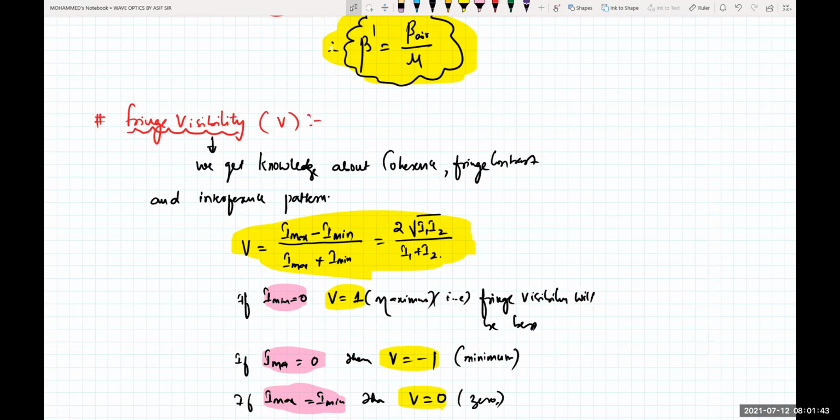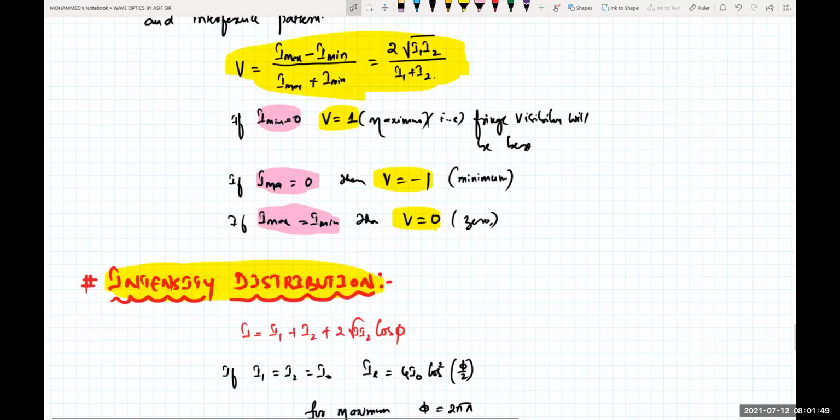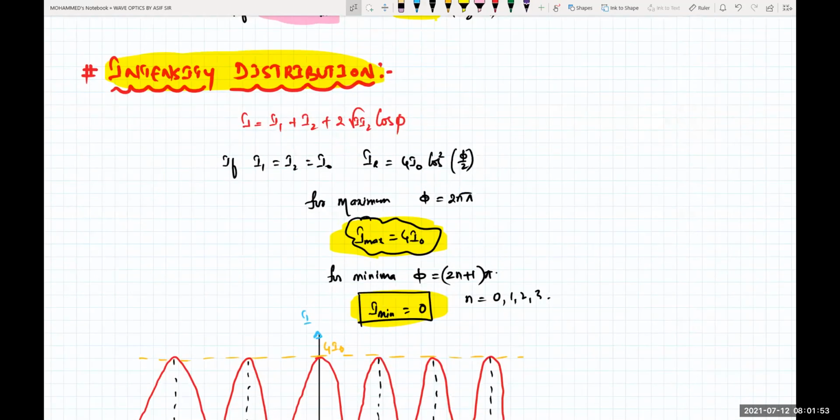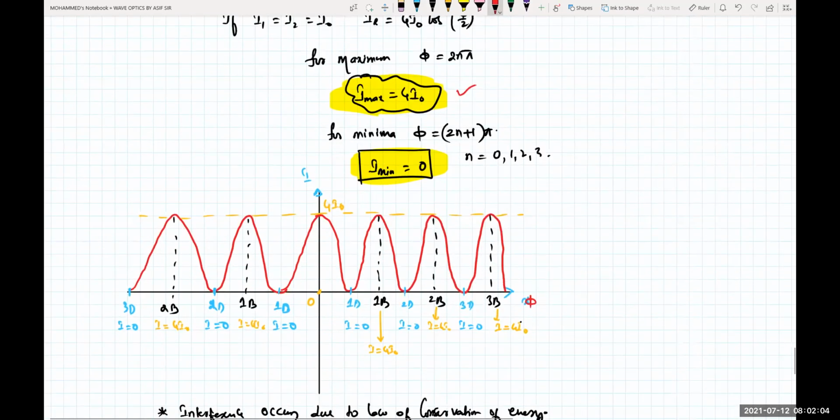You simplify it, we'll do this one in the numericals. We'll be getting the formula 2 root I1 I2 divided by I1 plus I2 as part of the relation. In the intensity distribution curve, I told you the I maxima formula is 4I0 and I minima is 0. That means energy is just becoming maxima, minima, constructive, destructive, destructive to constructive, and there is no loss of your energy. At exactly the center, we are getting maximum, that is 4I0.